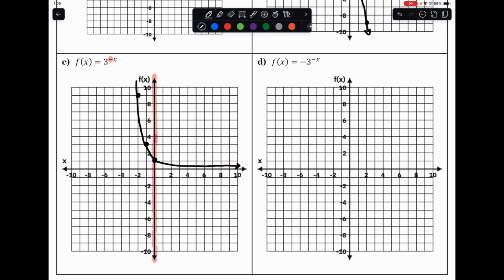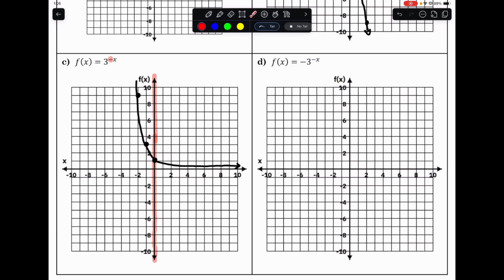Now, in example D, we have two negative signs. So we have a double reflection. We have a reflection not only across the y-axis, but also a reflection across the x-axis. So if I look at the previous graph, this one right here, 3 to the -x, okay, ignore that right now. If I know this, I know that this is going to move towards the horizontal asymptote.